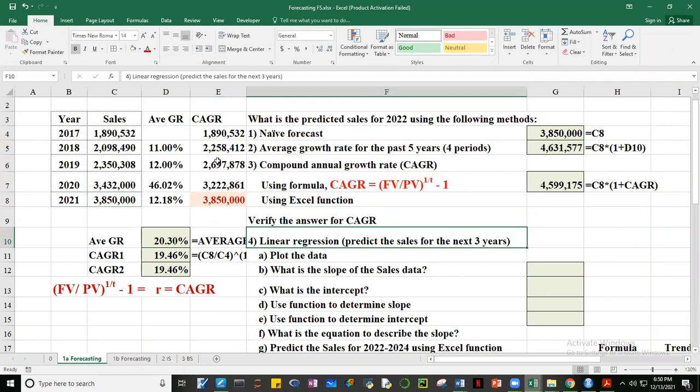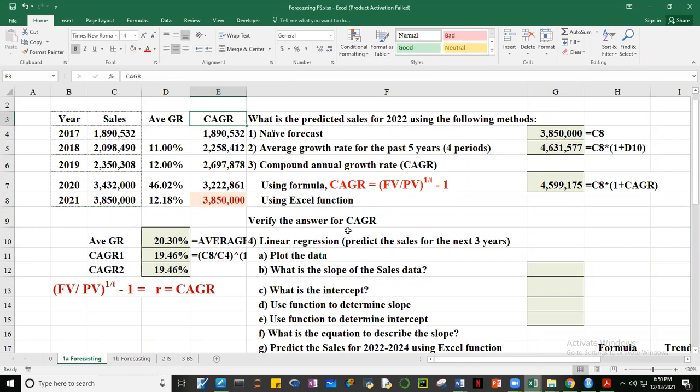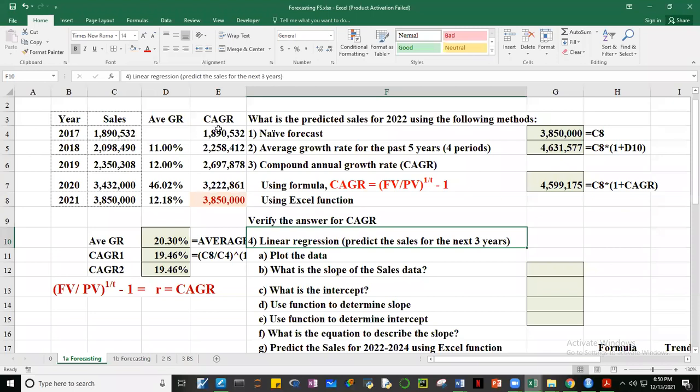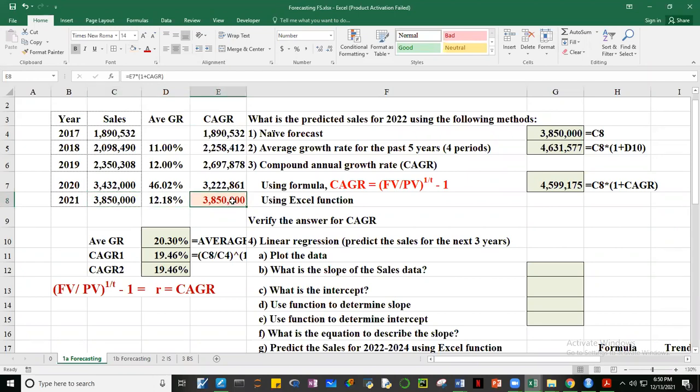So this proves, guys, that indeed our CAGR is equal to 19.46%, because the CAGR is that growth rate which, when you apply to the first figure, up to your last figure, they should be the same. Okay, your last figure and your forecast using the CAGR for the last year should be the same. So indeed, they're the same, guys. Okay, so okay yung CAGR natin. Tama yung value ng CAGR natin.